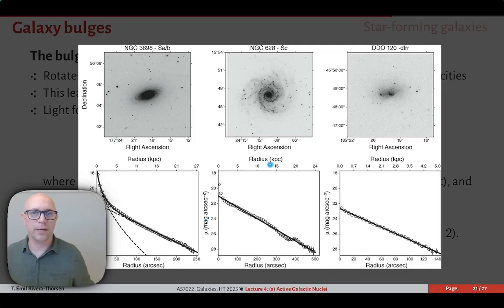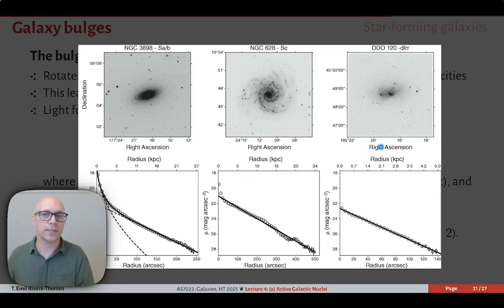In the middle, we have an SC galaxy, NGC 628, and we can see that this one has a much less prominent bulge. And as we can see in the surface brightness profile, this bulge is there in the center, but it is very rapidly dropping off, and we don't need to get very far out before the surface brightness profile is very well described by a simple exponential drop-off as in a typical disk. And finally, we have a dwarf irregular galaxy here, which just doesn't have a bulge.